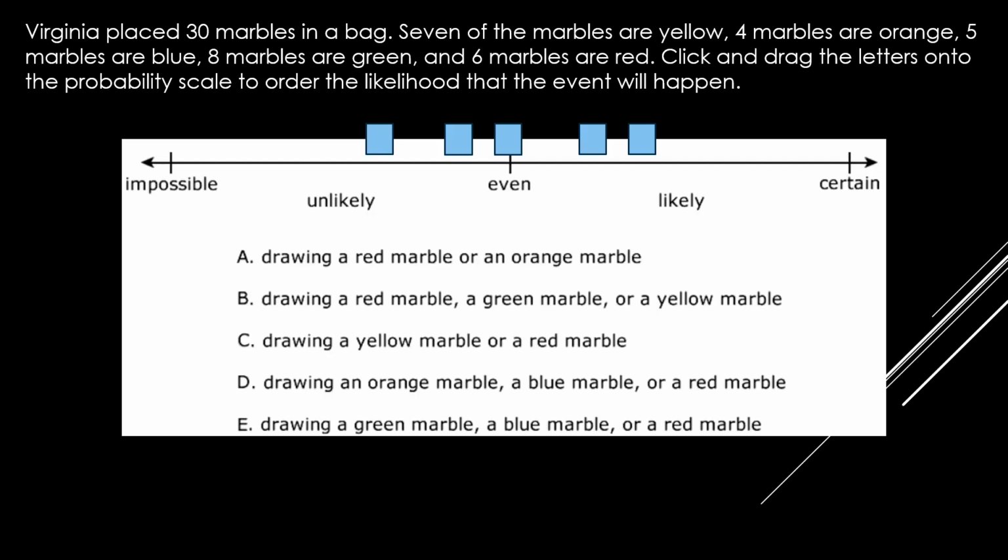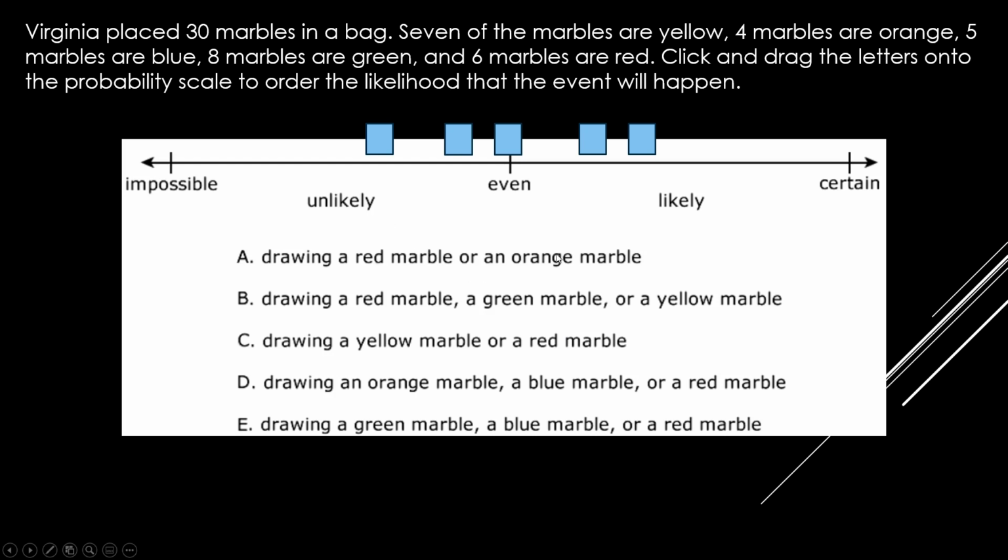Alright, next one. So here, Virginia placed 30 marbles in a bag, of which 7 marbles are yellow, 4 are orange, 5 are blue, 8 are green, and 6 are red. We want to click and drag the letters onto the probability scale in the order that the likelihood of that event is going to happen. So I put these blue boxes here because when you get to this question on your final, they will be in the same spots. And I think the easiest way to do this is just to go through each of these and count how many of those marbles are in the bag.